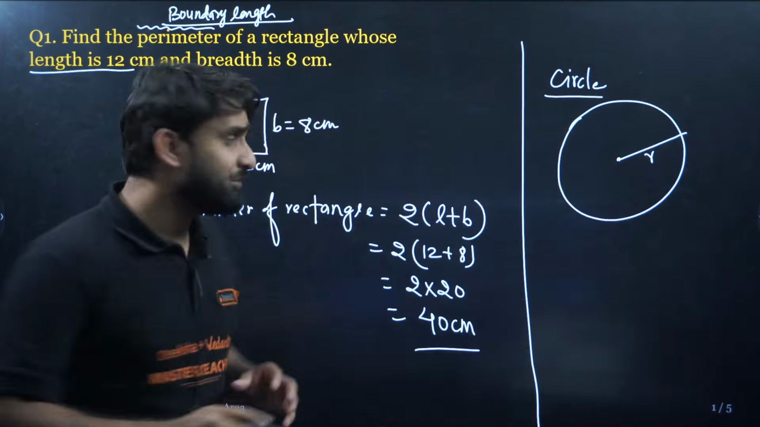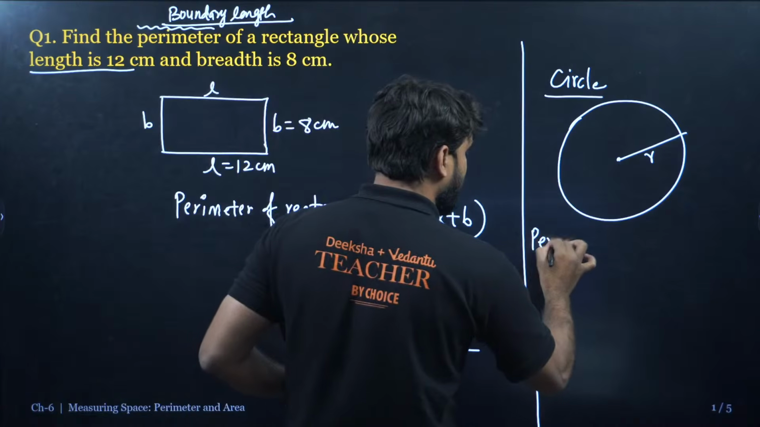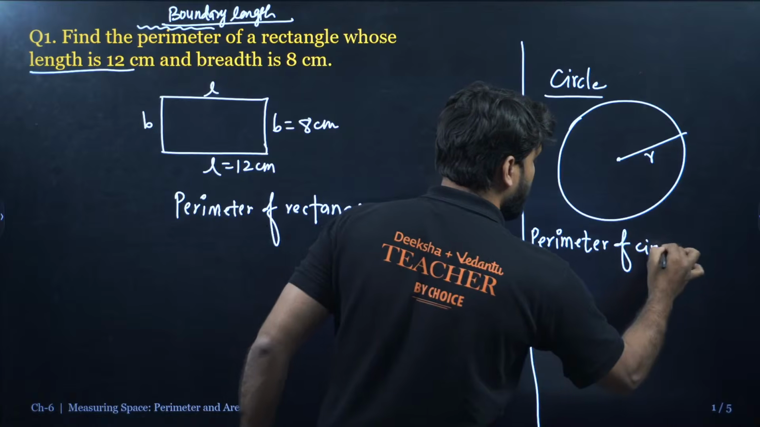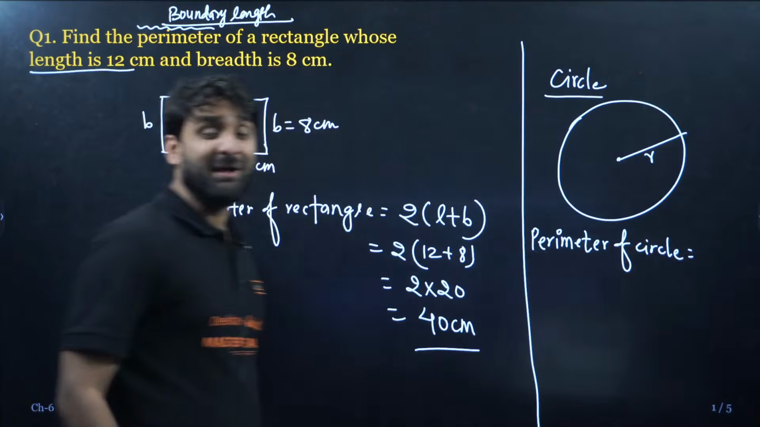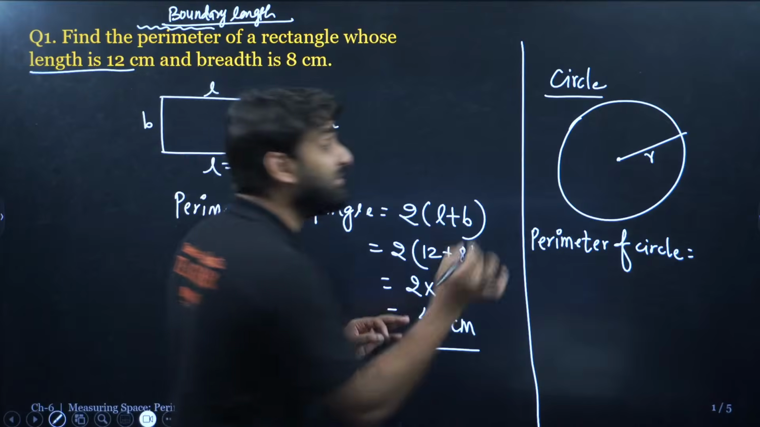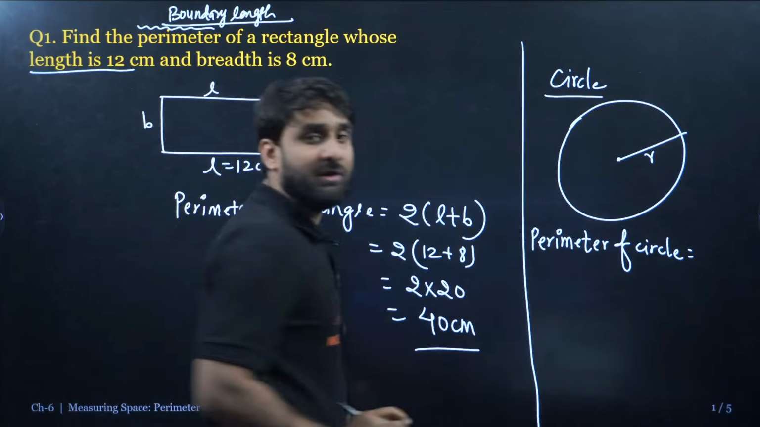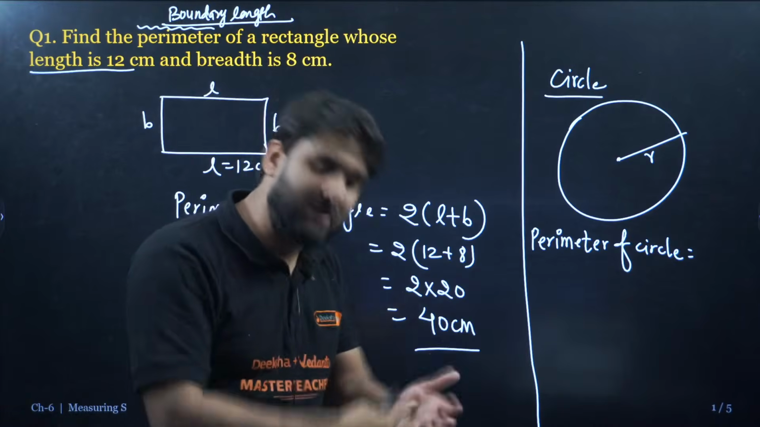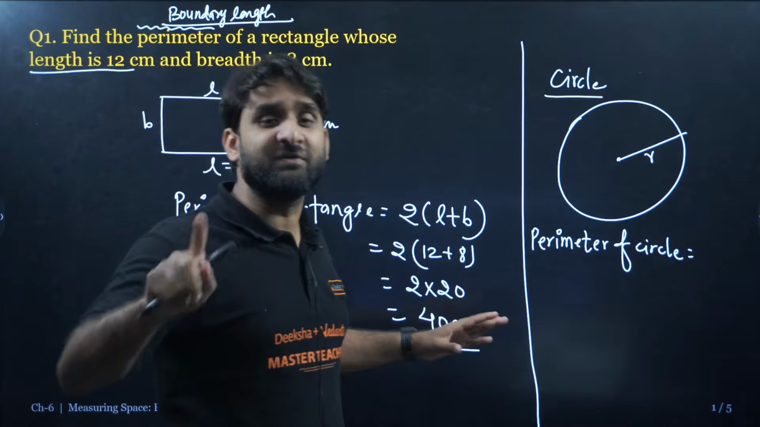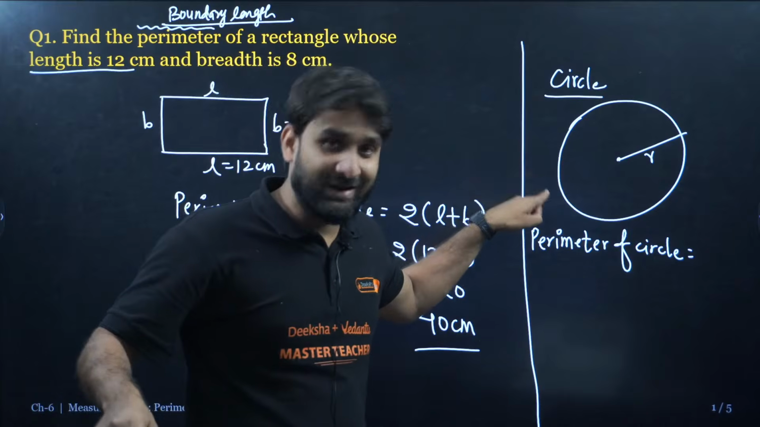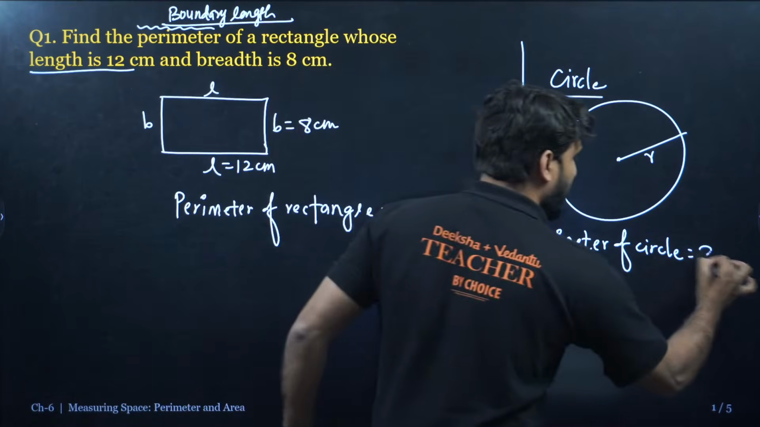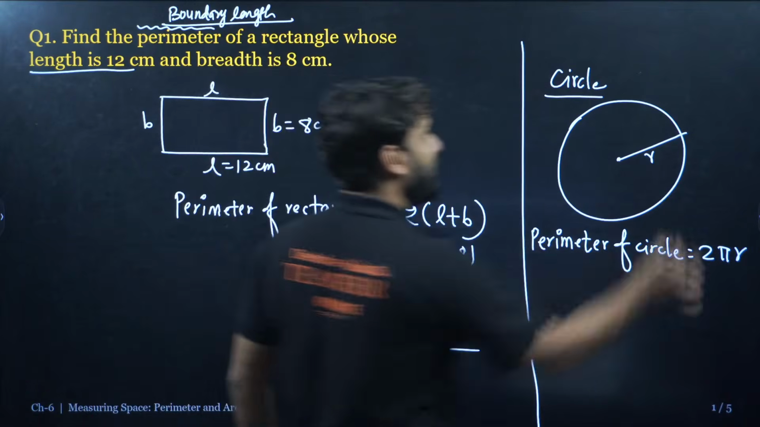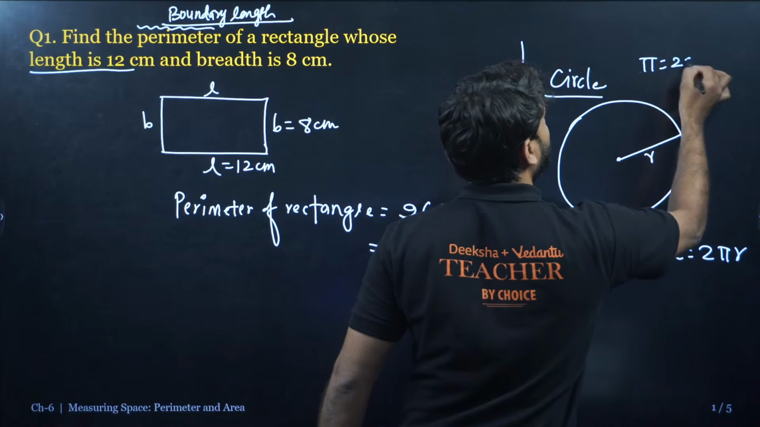Now in a circle, if I ask you what is the perimeter of the circle, the formula for perimeter. So my dear champion, there is a very special formula. Perimeter means the total length of the boundary, whether it is square, rectangle, trapezium, parallelogram, rhombus or whatever. The perimeter of a circle means the total length of the boundary, right everyone? So the formula for the perimeter of the circle is 2 pi r. This is the formula we generally use, and we have the value pi equal to 22/7.